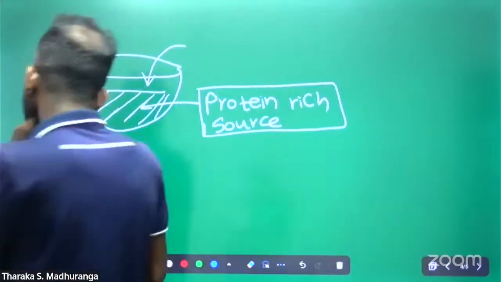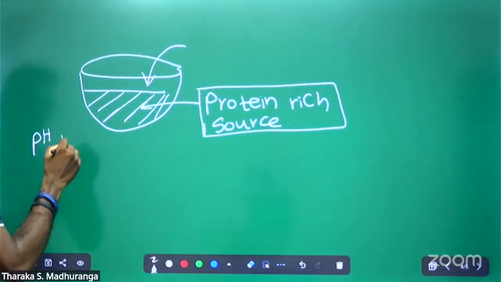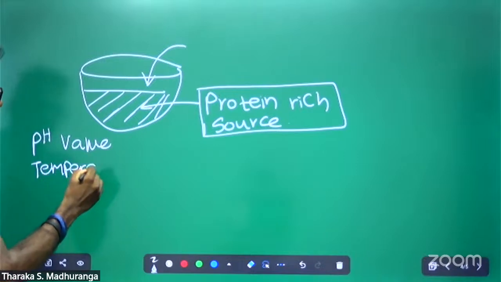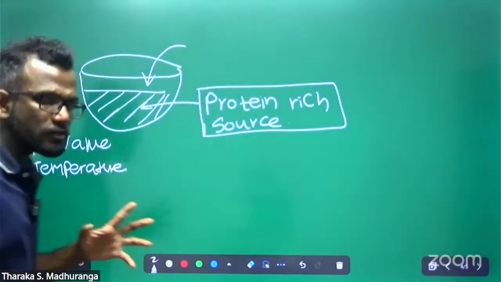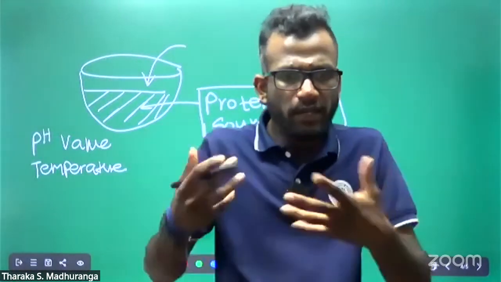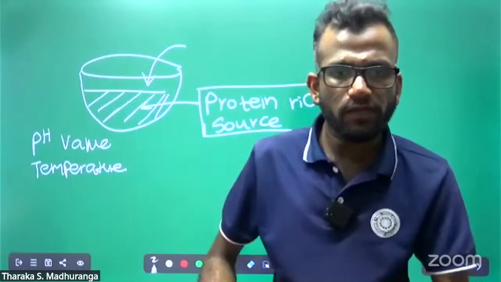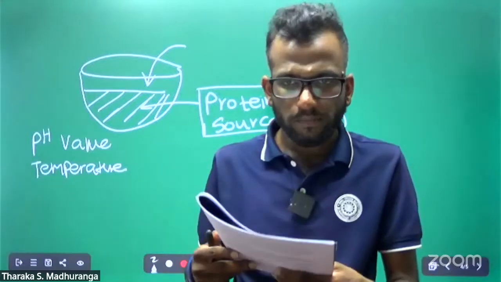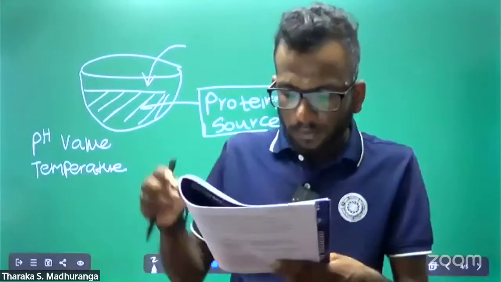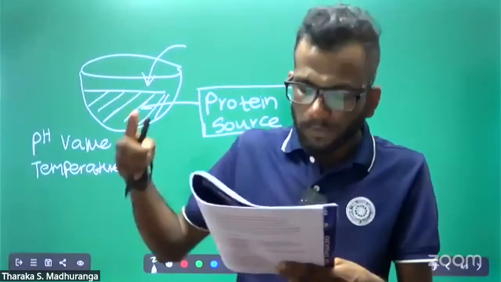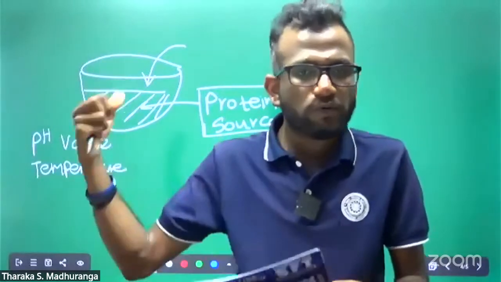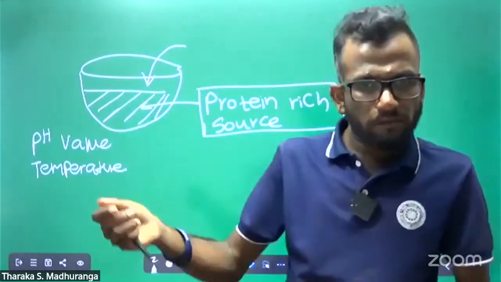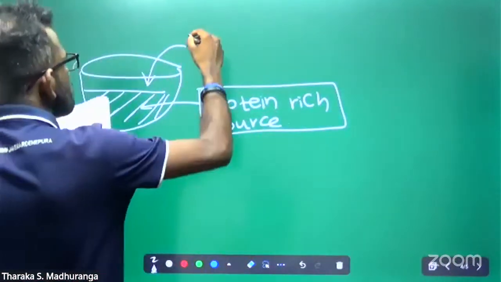Therefore, pH value and temperature are the factors we can use for this coagulation. Actually, it is a denaturation. We can use heat. We can use a heating process. Heat coagulation. More than 70 degrees temperature, if I heat, because of the temperature, it is denaturation. Normally, if I add an acid, the special acid is formic acid.